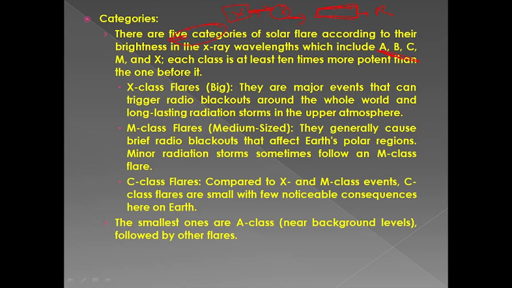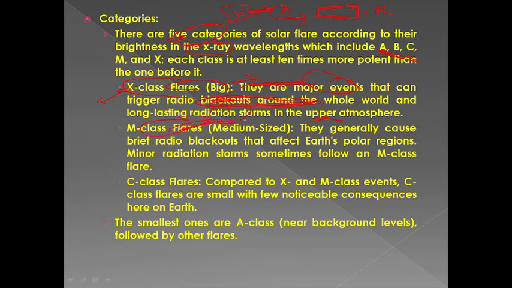Depending upon the wavelength, there are different types of solar flares, and depending upon the brightness also, solar flares are divided. The first one is X class flares. They are very big, major events that can trigger radio blackouts around the whole world and long lasting radiation storms in the upper atmosphere. Radio signals will go out completely if these flares erupt. How big is it? Complete radio blackouts can be seen.